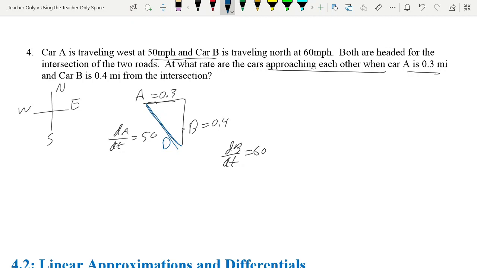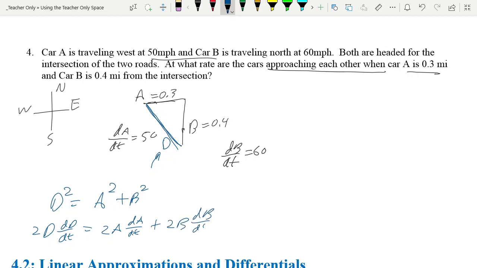So I need some equation that has distance in it, and that's going to have something to do with the A's and the B's. Well, this seems pretty much like the last problem, doesn't it? A squared plus B squared equals, well, in this case, D squared. So therefore, what can we do with this? We would say, again, the derivative. So this is 2D dD/dt is equal to 2A dA/dt plus 2B dB/dt.